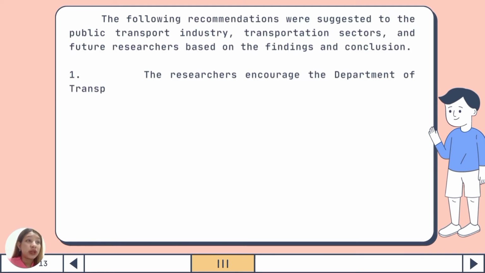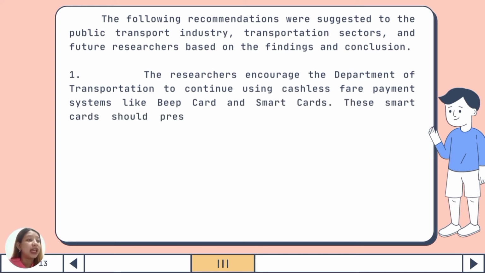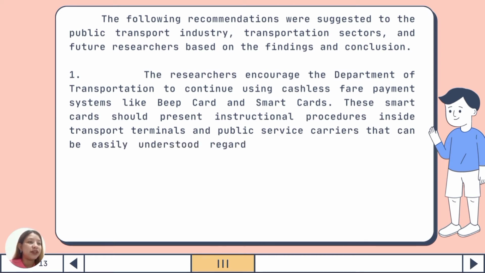The following recommendations were suggested to the public transport industry, transportation sectors, and future researchers based on the findings and conclusion. The researchers encouraged the Department of Transportation to continue using cashless fare payment systems like Beep Card and Smart Cards. These smart cards should present the instructional procedures inside the transport terminals and public service carriers that can be easily understood regardless of age.